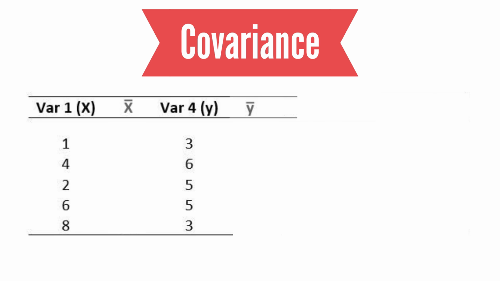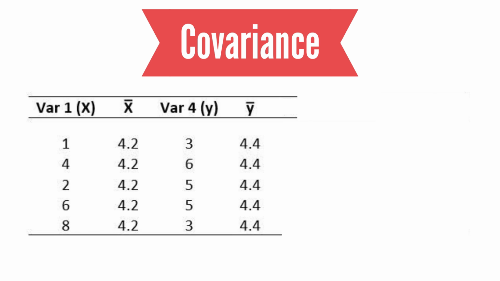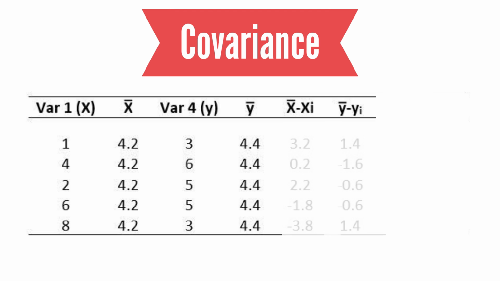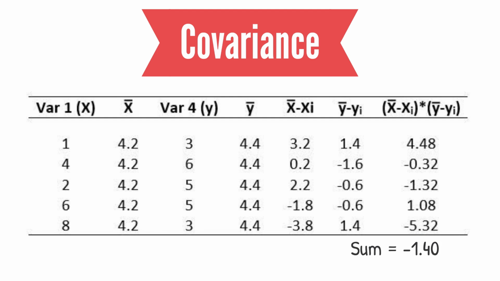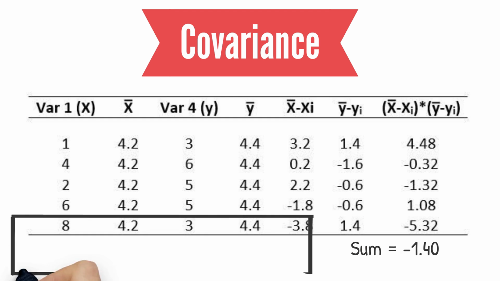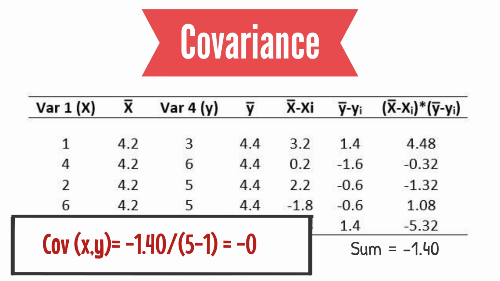The first step is to calculate the means. The second step is to find the deviations from the means. And in the third step, we calculate the product of the deviations. Next, we add the products of the deviations. Finally, we calculate the covariance by dividing the sum of the products of the deviations by n minus 1.